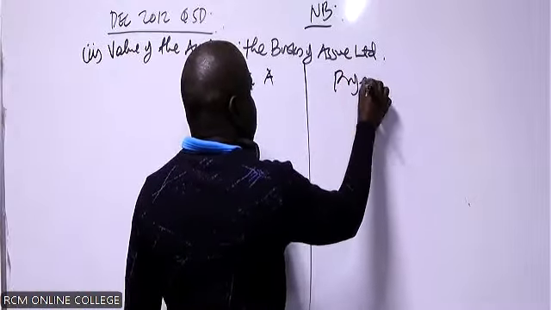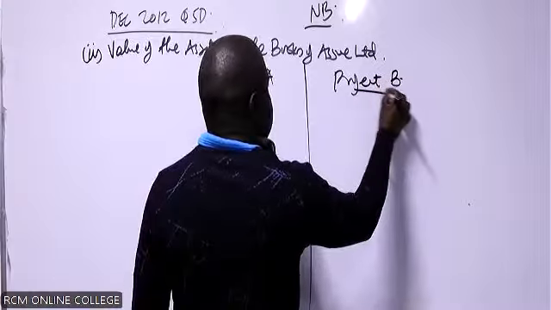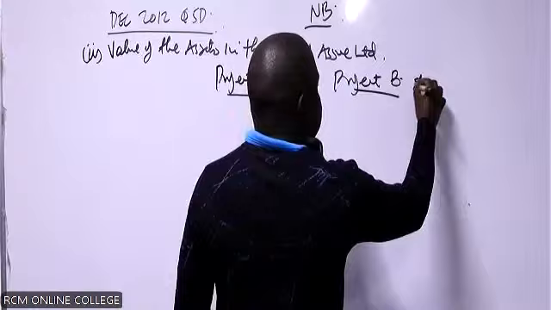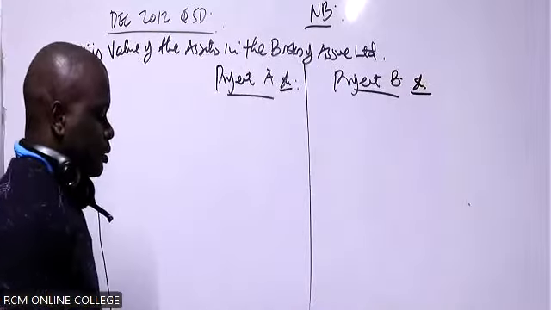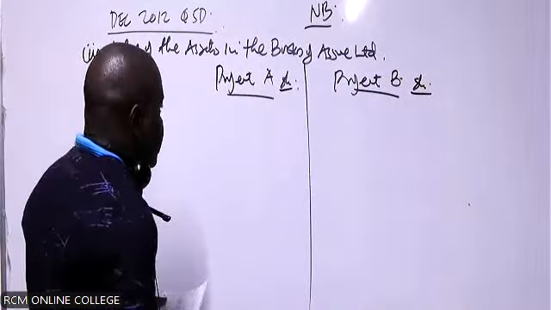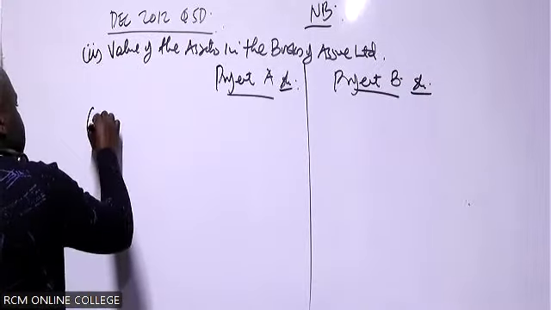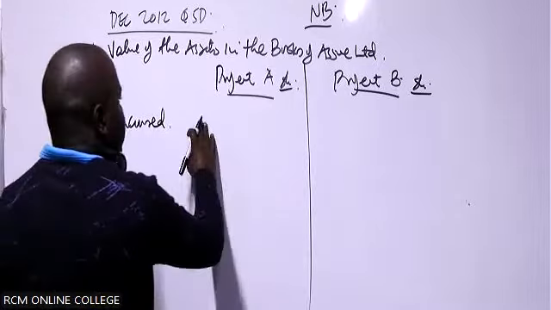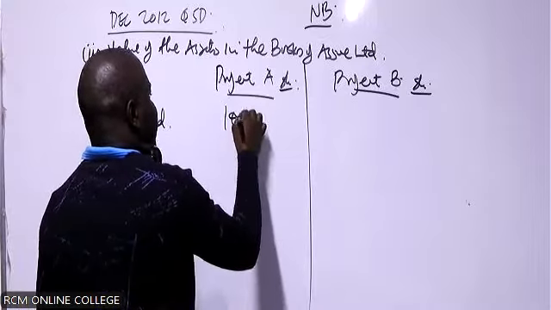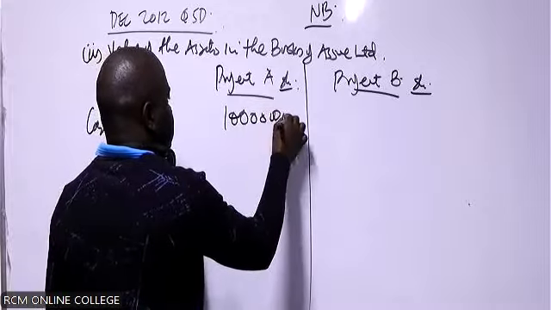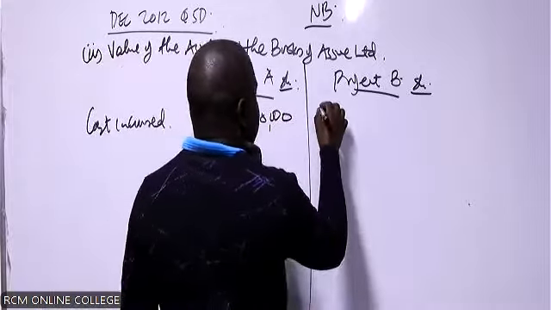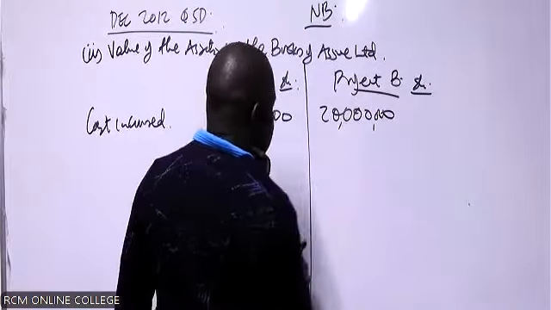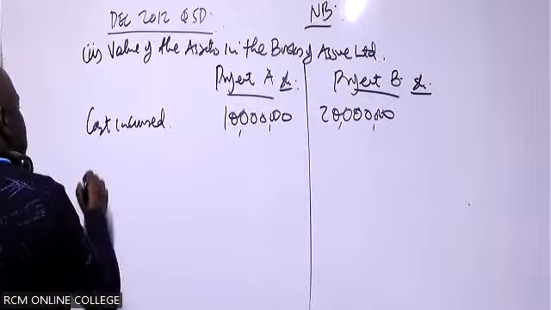and Project B. So the cost of these assets, the expenditure incurred. On this one, it is 10 million because you have 5 plus 5. On this one, it is 20 million because you have 10 plus 10. But now we have to do what? Add on the borrowing cost.